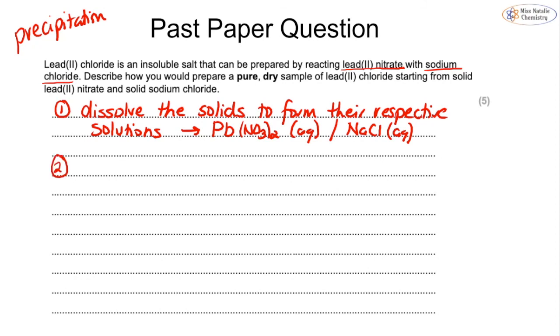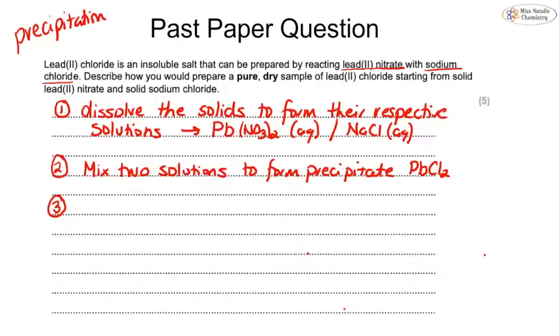The second thing is then we have to mix the two solutions together to form the precipitate. And that would be our precipitate of lead chloride. Of course, then we have to separate the precipitate, so we have to filter to remove the lead chloride crystals.